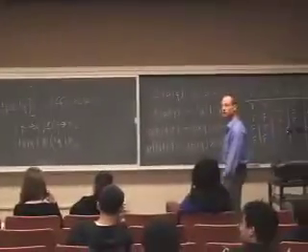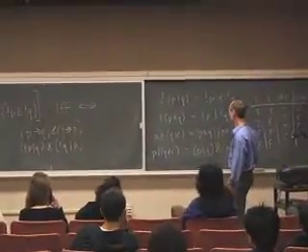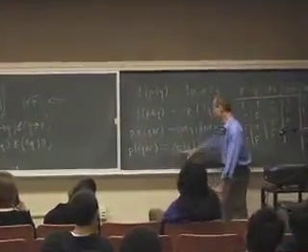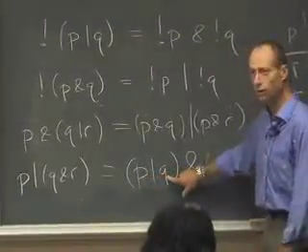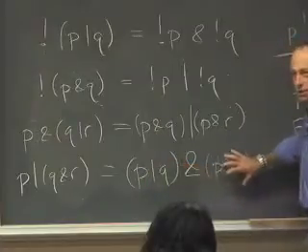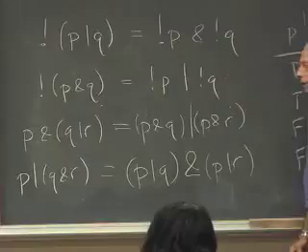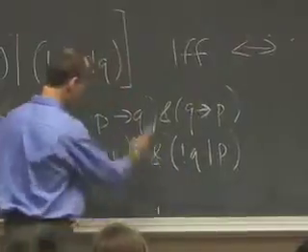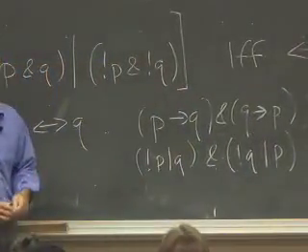Yes? Just a quick question. What if P is true and Q and R are both false? If Q and R are both false, and P is true, then P or Q is true or false, which is true. And this is also going to be true or false, which is true. Yeah. Okay. All right. So now we've got this funny combination of ors and negations.